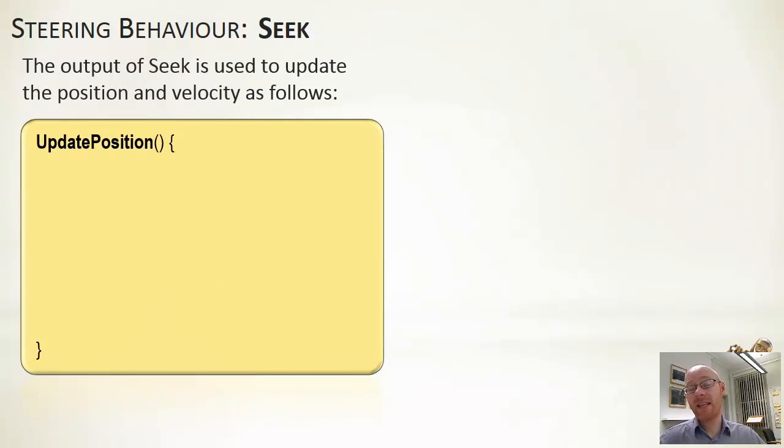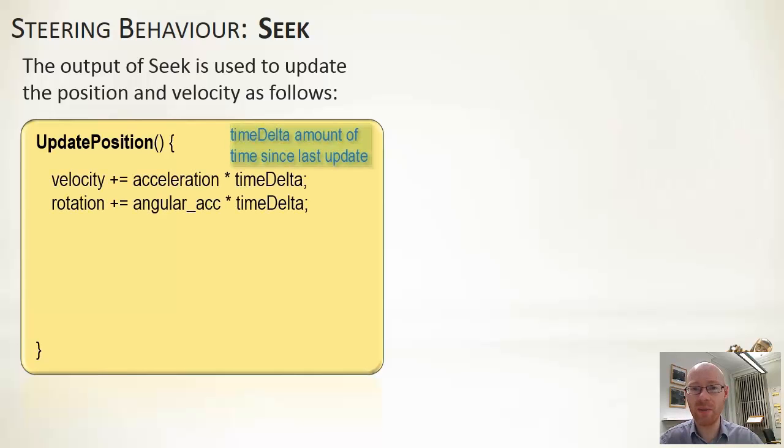The reason seek does give you a smooth output, even though it's functionally the same, is in terms of how we update the position. So as a reminder from last one, we're going to be outputting here an acceleration.